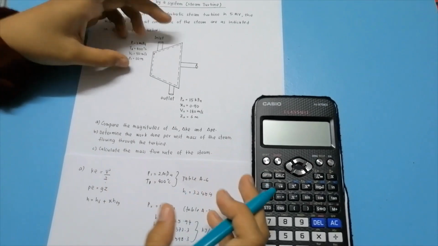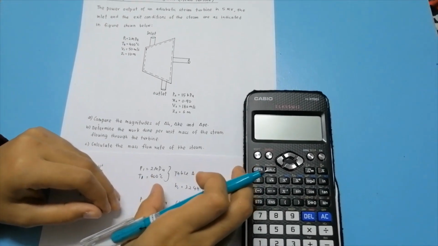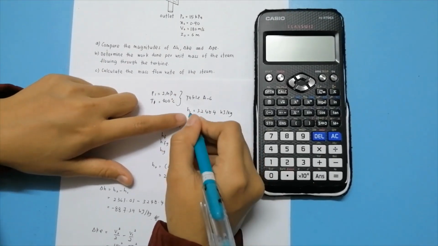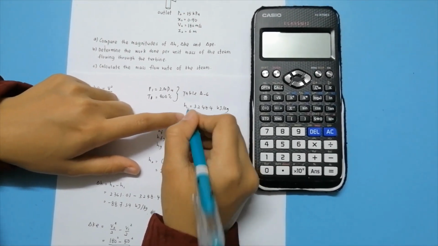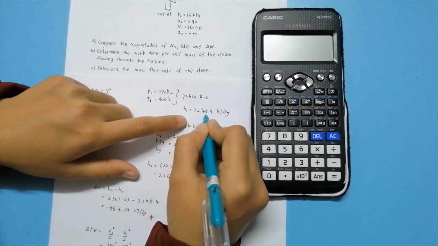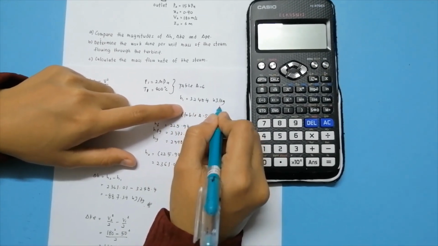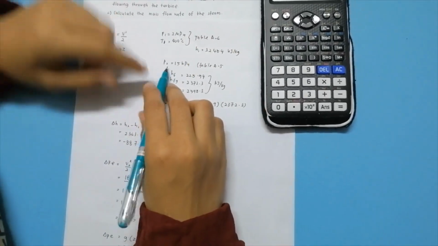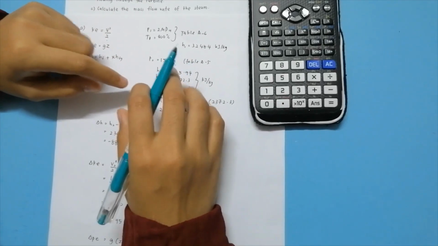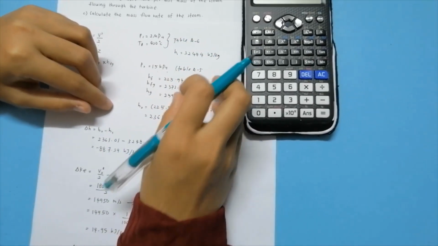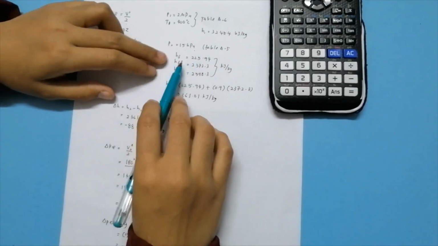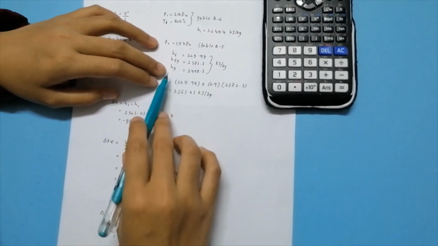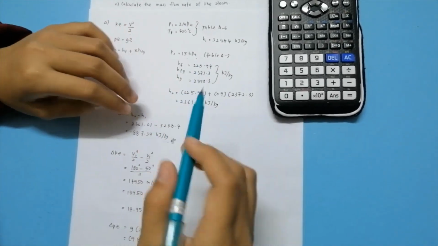We already know it's superheated vapor, so we can refer to table A6, and from it we can get the enthalpy, which we name H1. The value is 3248.4 kilojoule per kilogram. And at the outlet, the information given is 15 kilopascal. We know that it is a saturated liquid-vapor mixture, so we can refer to table A5. From the table, we get the values of hf, hfg and hg.